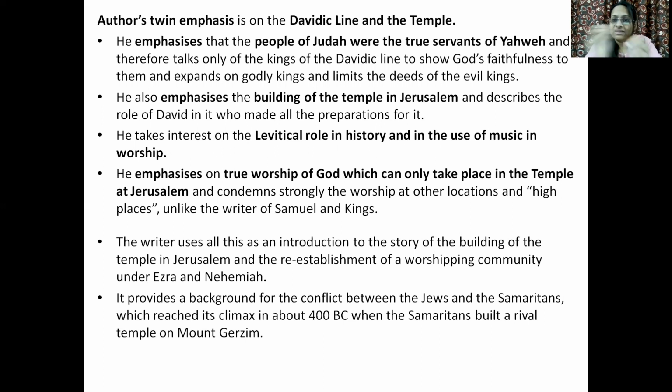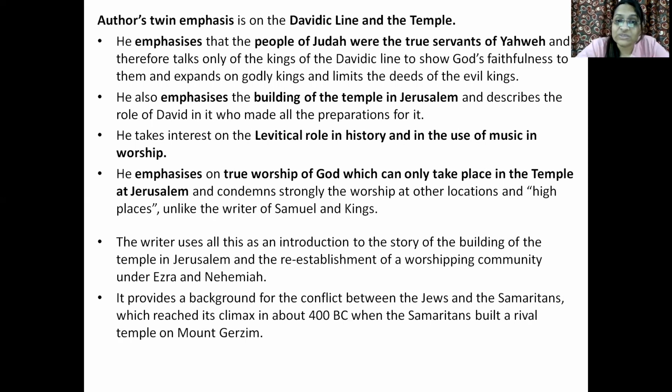So when the kings in the southern kingdom were not so good, or a little evil or wicked, he will talk very little about them. When the king was good and godly, he will expand on them, talk a lot about them, and also show how God has been faithful to them. That's how the chronicler wrote the Book of Chronicles.